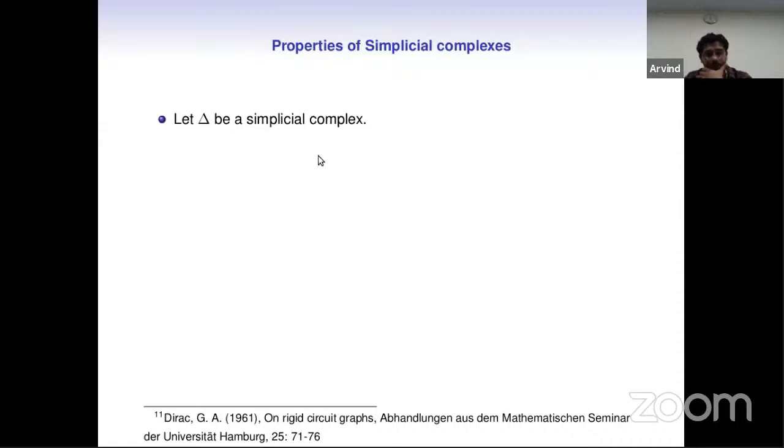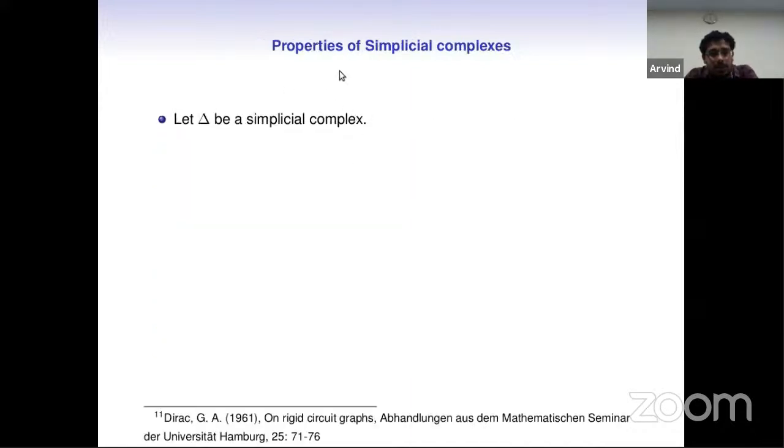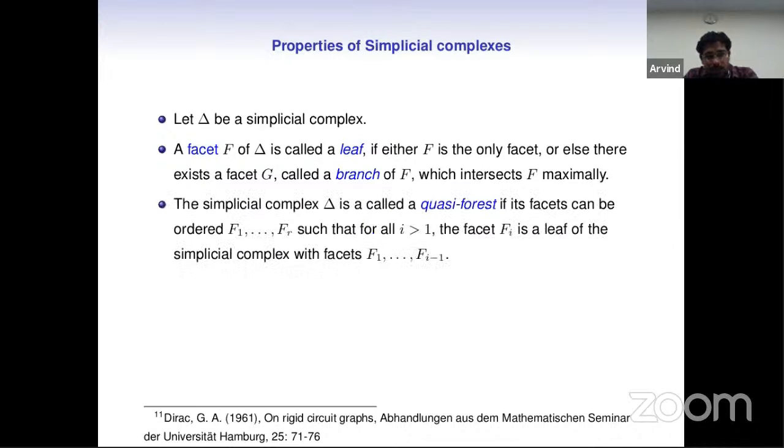So now we'll be studying the Saeedi Madani conjecture for chordal graphs. So, for that, let's recall some properties of simplicial complexes. Let delta be a simplicial complex. A facet F of delta is called a leaf if F is the only facet, or else there exists a facet G of delta which intersects F maximally. So the simplicial complex delta is called a quasi forest if we can order the facets of delta as F1 up to FR such that for each i bigger than or equal to 1, the facet Fi is a leaf of the simplicial complex with facets F1 up to Fi minus 1.